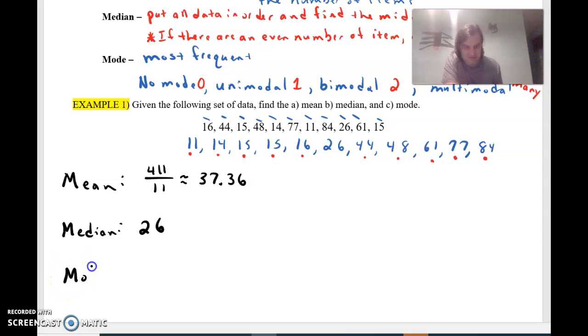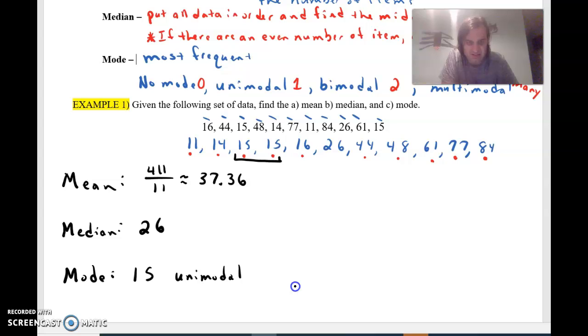And the mode. So we look through here, 15 appears twice, and that's it. So appearing twice is enough. So 15 is the only mode. If we need to, we could say that's unimodal. There was only one mode there. But that's what we're doing.